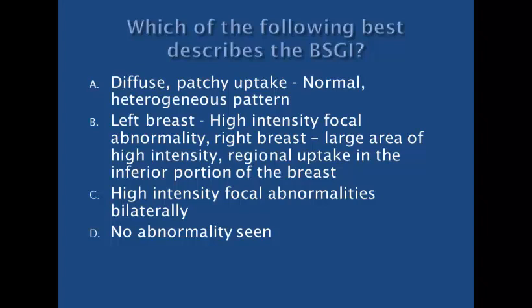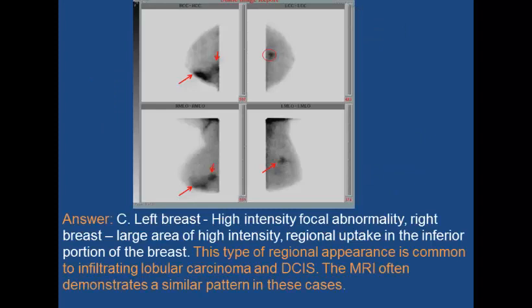So most said B. The answer is actually C, left breast high intensity focal abnormality, right breast large area of high intensity regional uptake, indicating that it wasn't focal to a specific area like this, but was actually a more regional presentation. This regional presentation is more common language within breast imaging. This type of regional appearance is common in infiltrating lobular carcinomas and in DCIS. MRI also demonstrates a similar pattern in these kinds of cases.